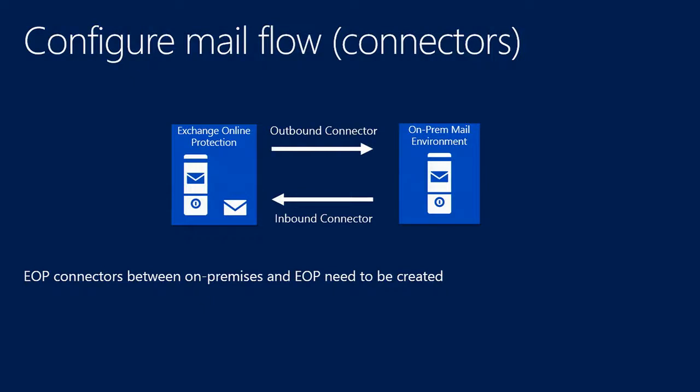So when we're talking about an outbound connector, that's mail that's leaving EOP, but that's actually incoming mail to your environment. Conversely, if you're talking about outgoing mail from your environment, we need to configure an inbound connector because that's mail coming into EOP. So you just need to remember that the convention is done from the EOP point of view, not your on-prem point of view.